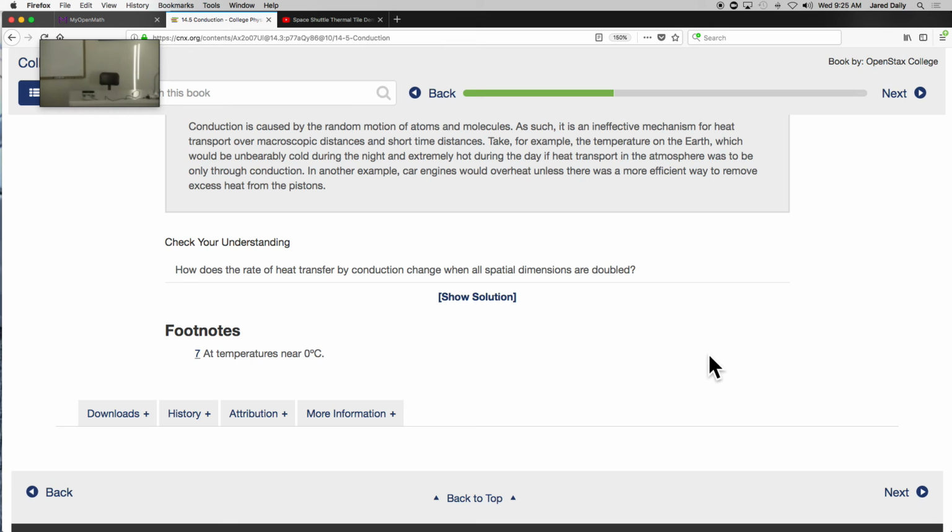Now, why is the burner that is made of metal glowing red hot, but the pan is not glowing red hot? Here's your question of the day.